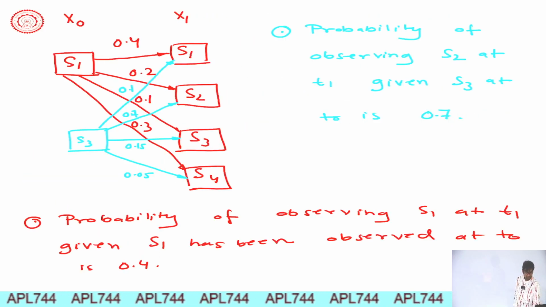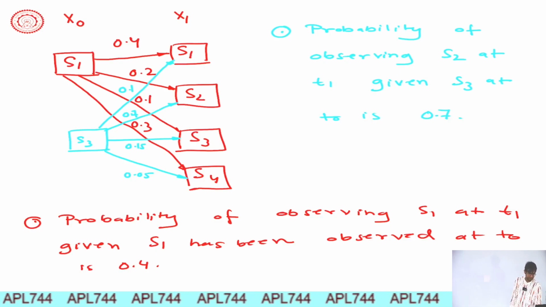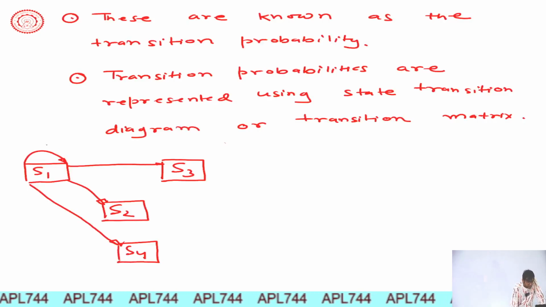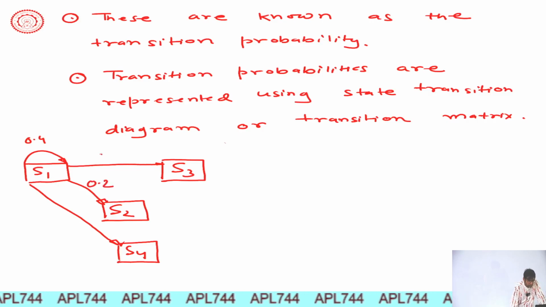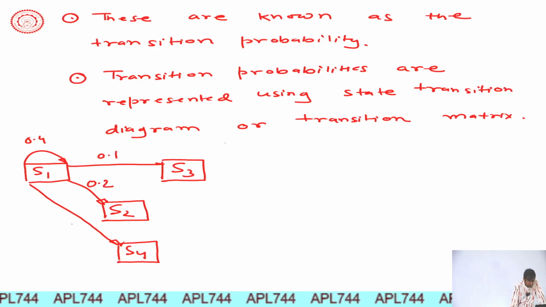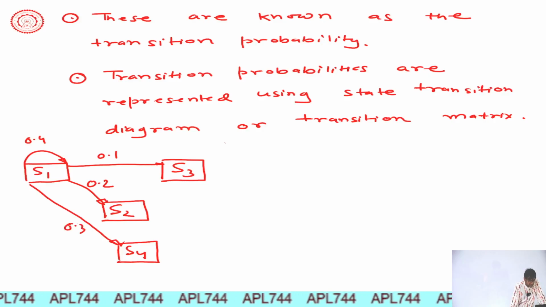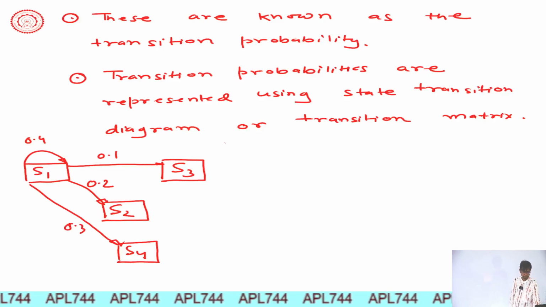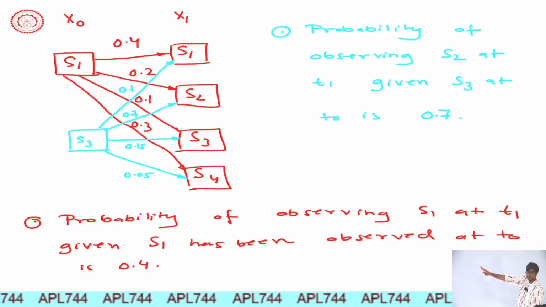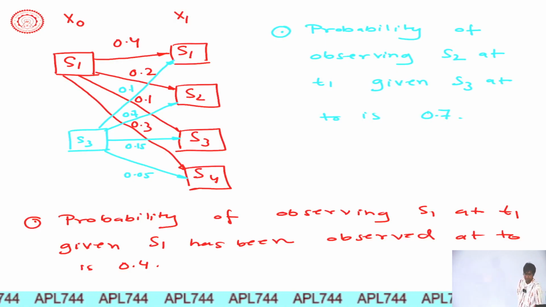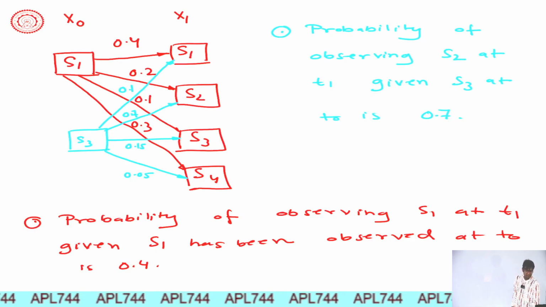0.4, 0.2, 0.1, 0.3. So 0.4, 0.2, 0.1 and 0.3, right? This is coming from this diagram only. Okay. Next, let us first draw S3, because S3 is also here.